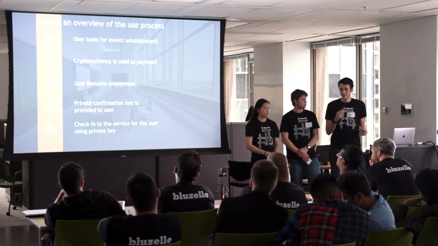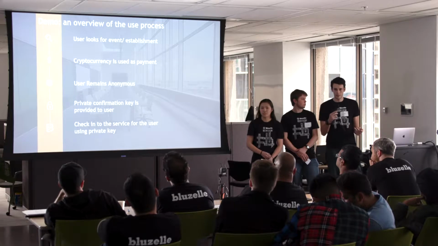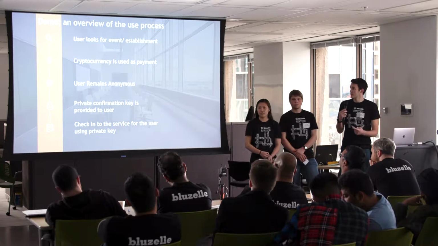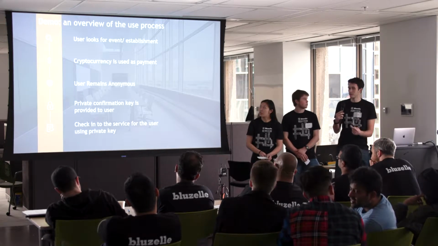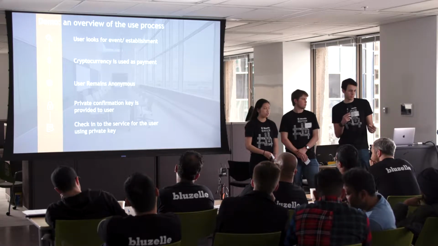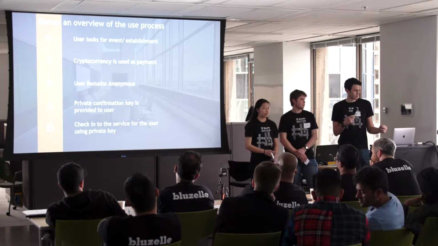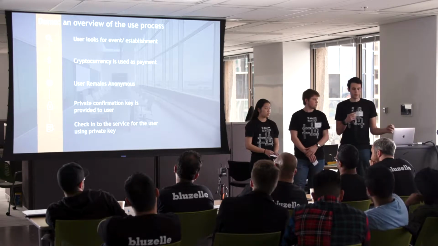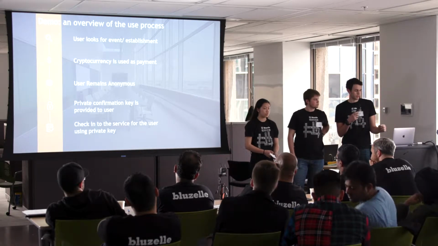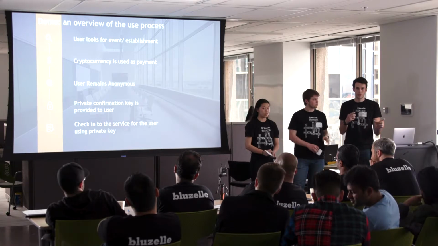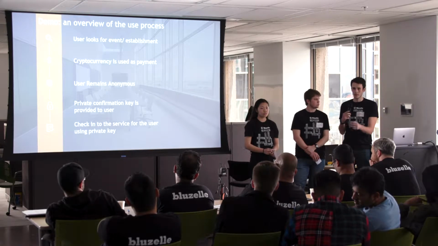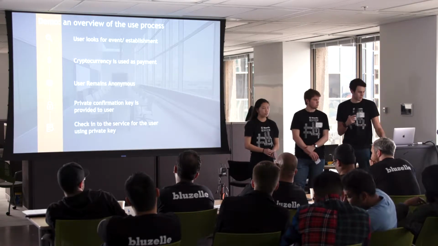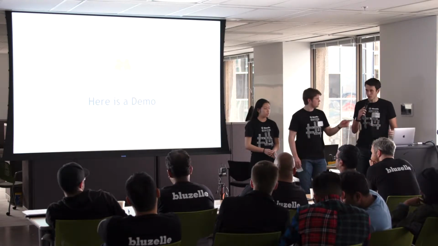All right, so an example of this would be at a Black Hat hacker convention. Some hackers would find the link on a forum. They could pay for it using a cryptocurrency, so they remain completely anonymous. And then they get the confirmation key. So when they arrive at the event, they could check that key against the key that the organizers have registered. So here is our demo of this.